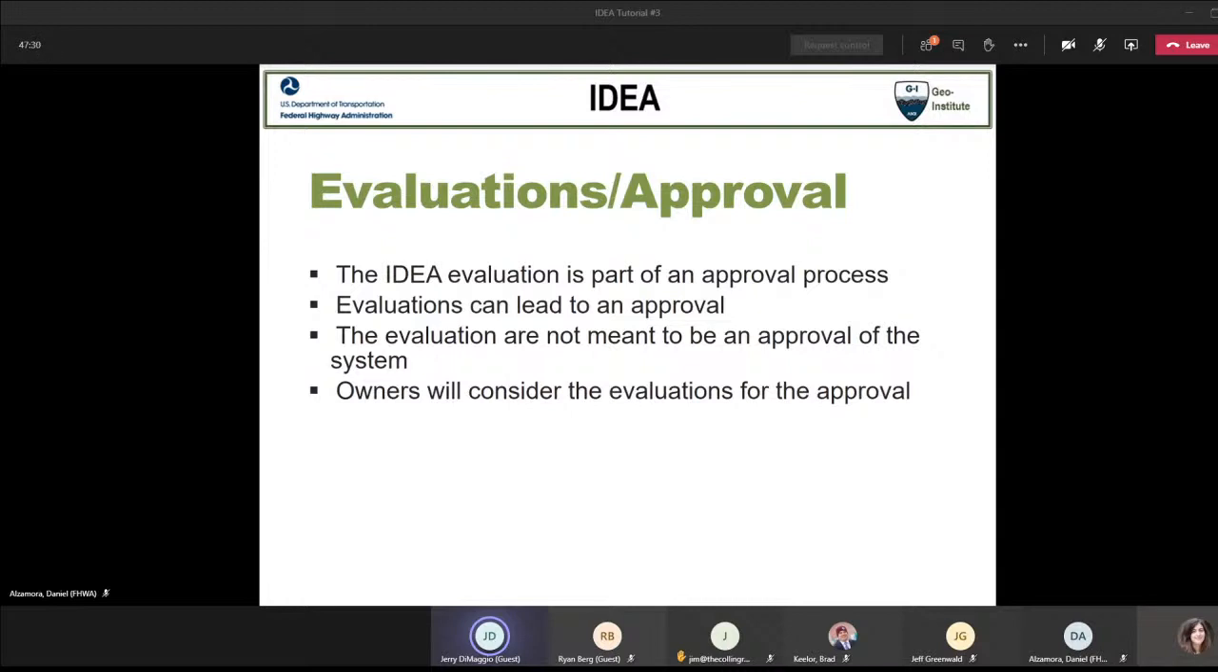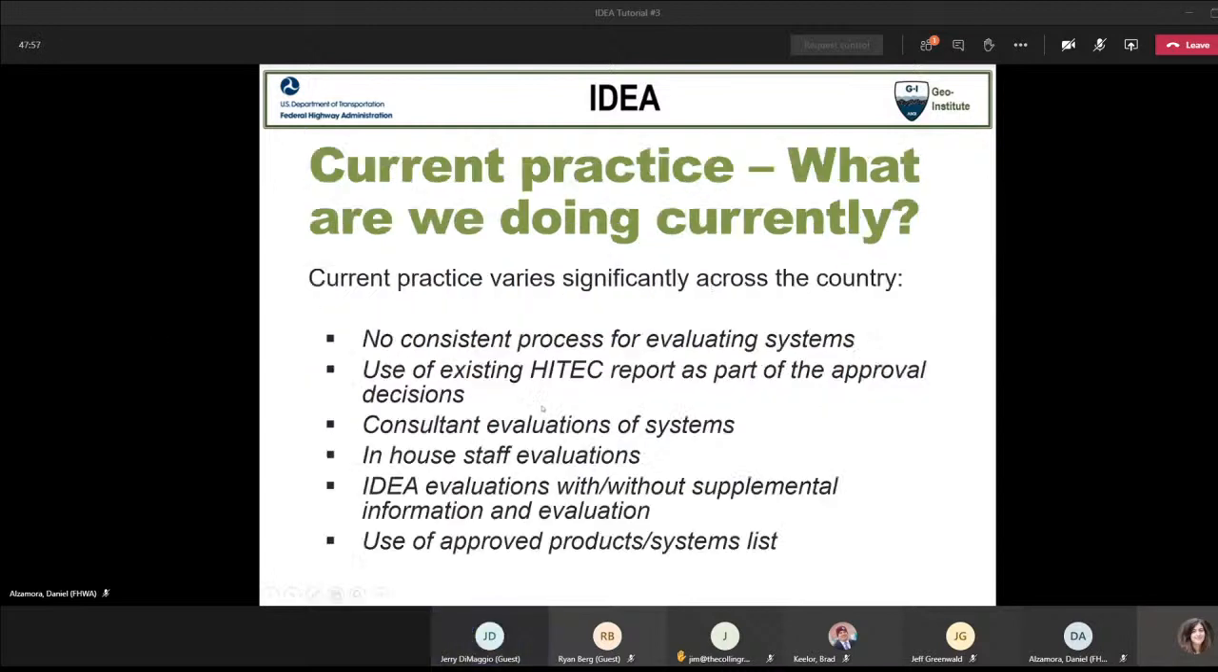So if anybody is still thinking, what's the difference between evaluation and approval, the evaluations that are being performed as we speak are not meant to be an approval process on their own. So the owners still must be taking the authority and responsibility for the approval. That's a given. Next slide, please. Next slide, please. Thank you. There's a little bit of a delay, folks, so just bear with us.